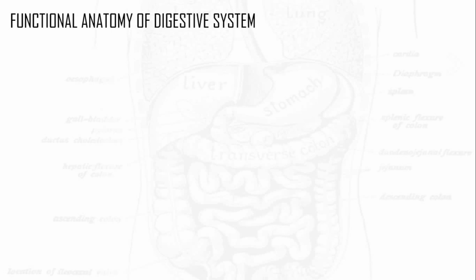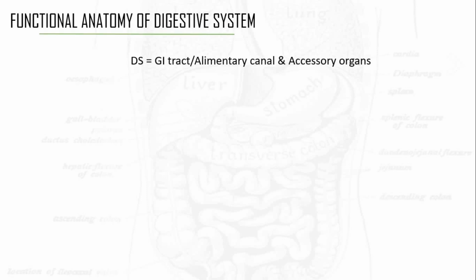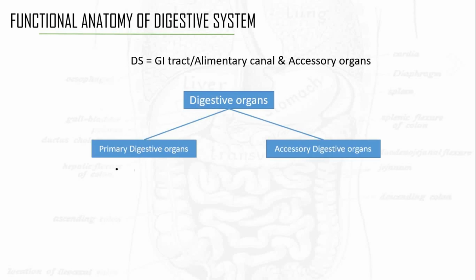Now guys, let's have a look at the functional anatomy of the digestive system. The digestive system is made up of the gastrointestinal tract, or the alimentary canal, and accessory organs. It is made up of two types of organs, the primary and the secondary or accessory organs. Primary digestive organs are the organs where actual digestion takes place, while the secondary or accessory digestive organs are the organs that help the primary digestive organs in the process of digestion.